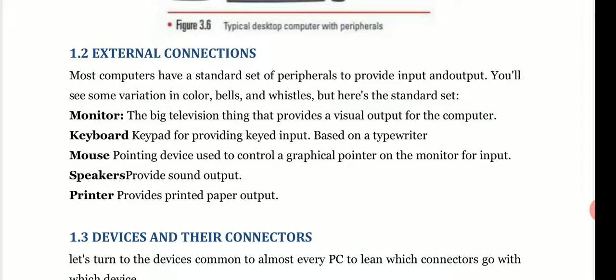Most computers have a standard set of peripherals to provide input and output. See here, the monitor is an output device, the big television thing that provides visual output for the computer. The keyboard is a keypad for providing keyed input, based on a typewriter. The mouse is a pointing device used to control a graphical pointer on the monitor for input, and speakers provide sound output. The printer provides printed paper output.